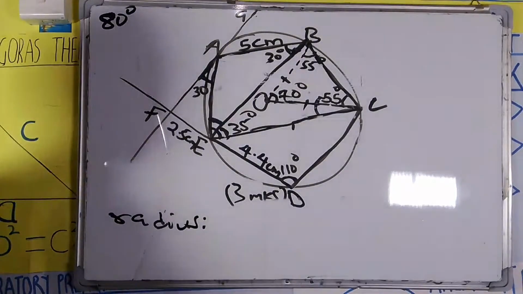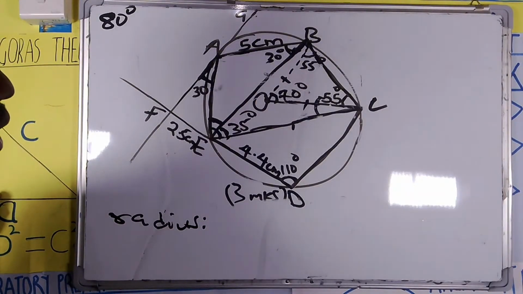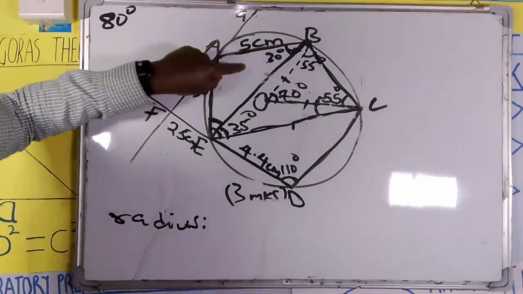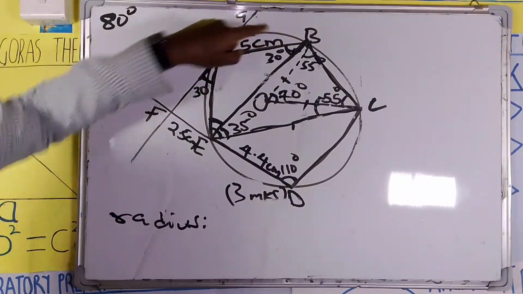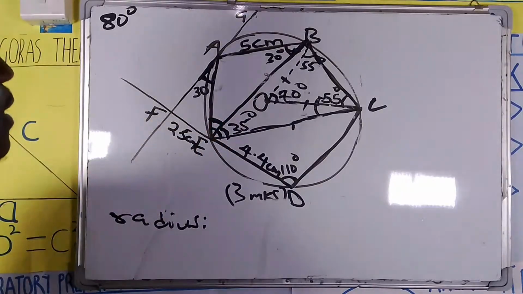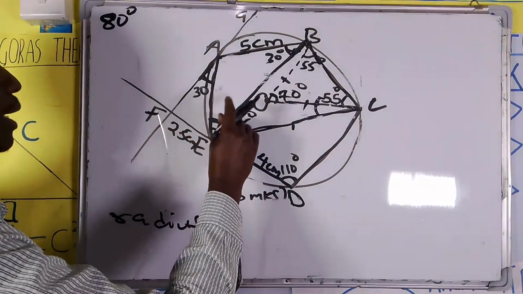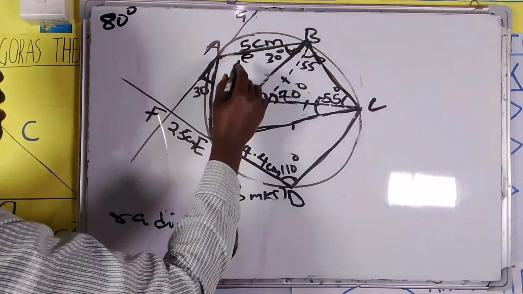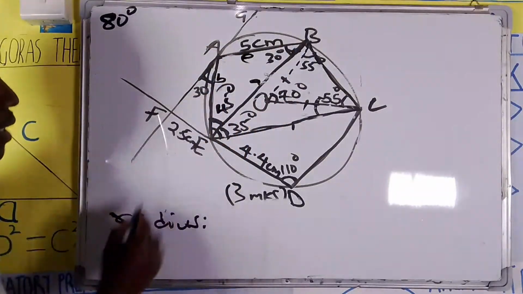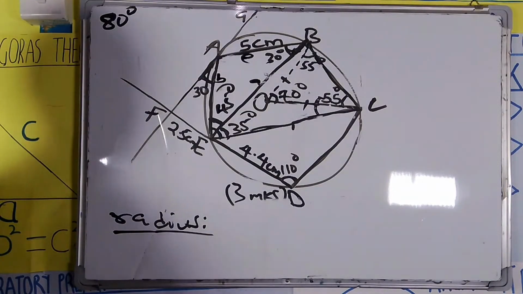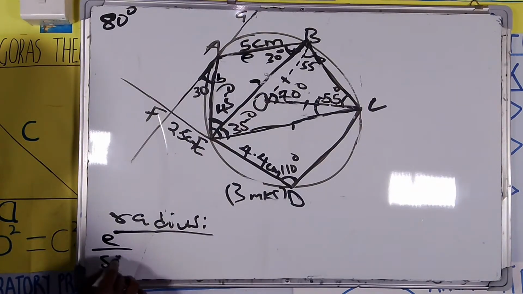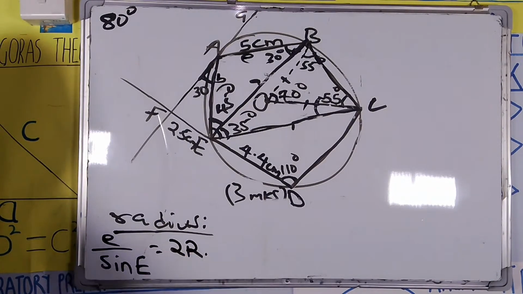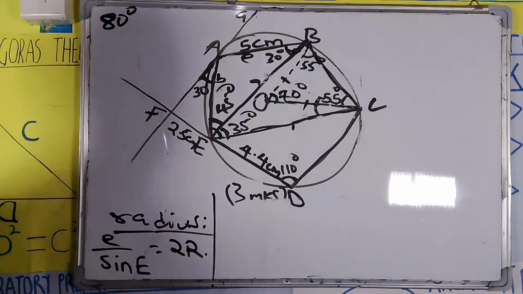Hapa tunaenda polepole. If we use this triangle, this being 5, we need to use this angle. And this angle AEB ndio tumepata 45. So this being A part E, this will be E. This one will be small a and this one will be small b. Therefore, for us to get the radius, we can say a over sine A is equal to 2 radius.